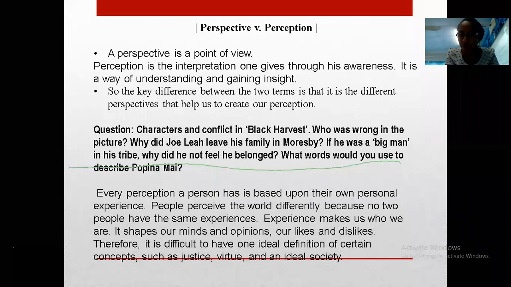And what adjective you choose to describe Popinamai, the old man, the guardian of Jolay, what words you choose to describe him, gives a reflection of your awareness of Popinamai's cultural background, your own background, and how educated you are on him as a person, his culture. So it's all part of perception. Every perception a person has is based upon their own personal experience. People perceive differently because no two people have the same experiences. And these experiences make us who we are. They shape our minds and our opinions, our lives. It's difficult to have one ideal definition of certain concepts, such as justice, virtue, and even an ideal society, or even beauty, for example.